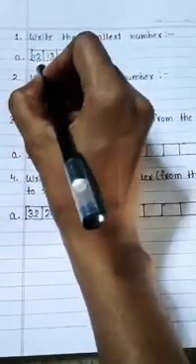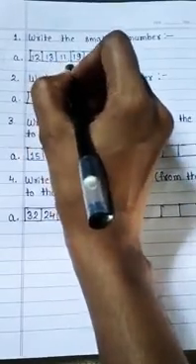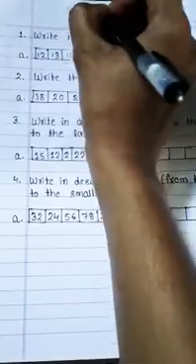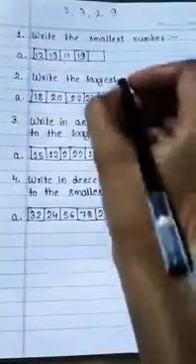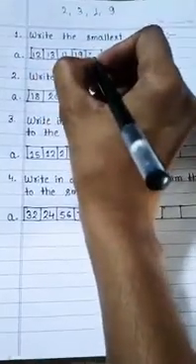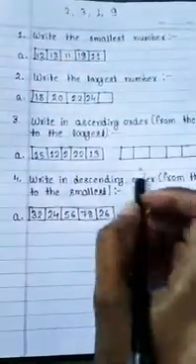So here 2, 3, 1, 9. Which is the smallest? 2, 3, 1, 9. Then we know 1 is the smallest number. So fill here 11. Okay.